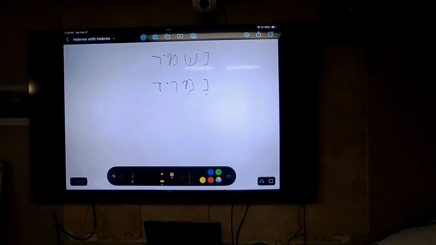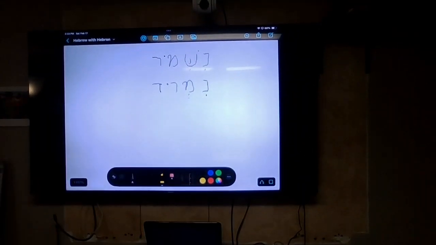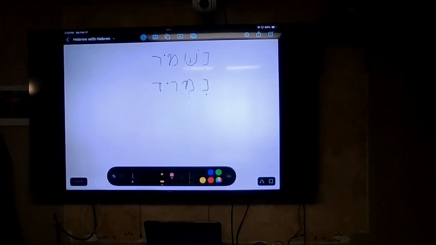Does Machlon mean window? No, wrong second letter. Well, actually, wait a minute. It is the right letter. Does it mean window? I don't know. I was wondering about that. It's spelled like it could. It could mean window.